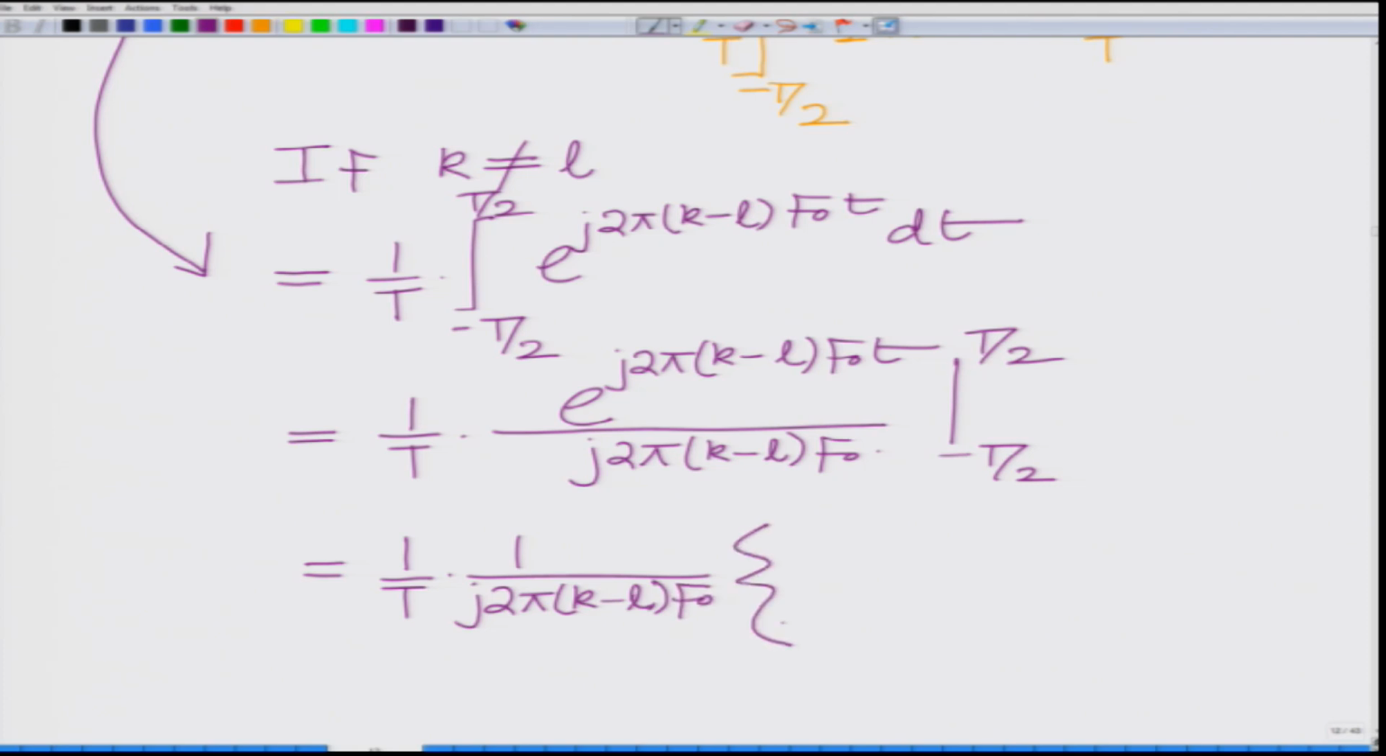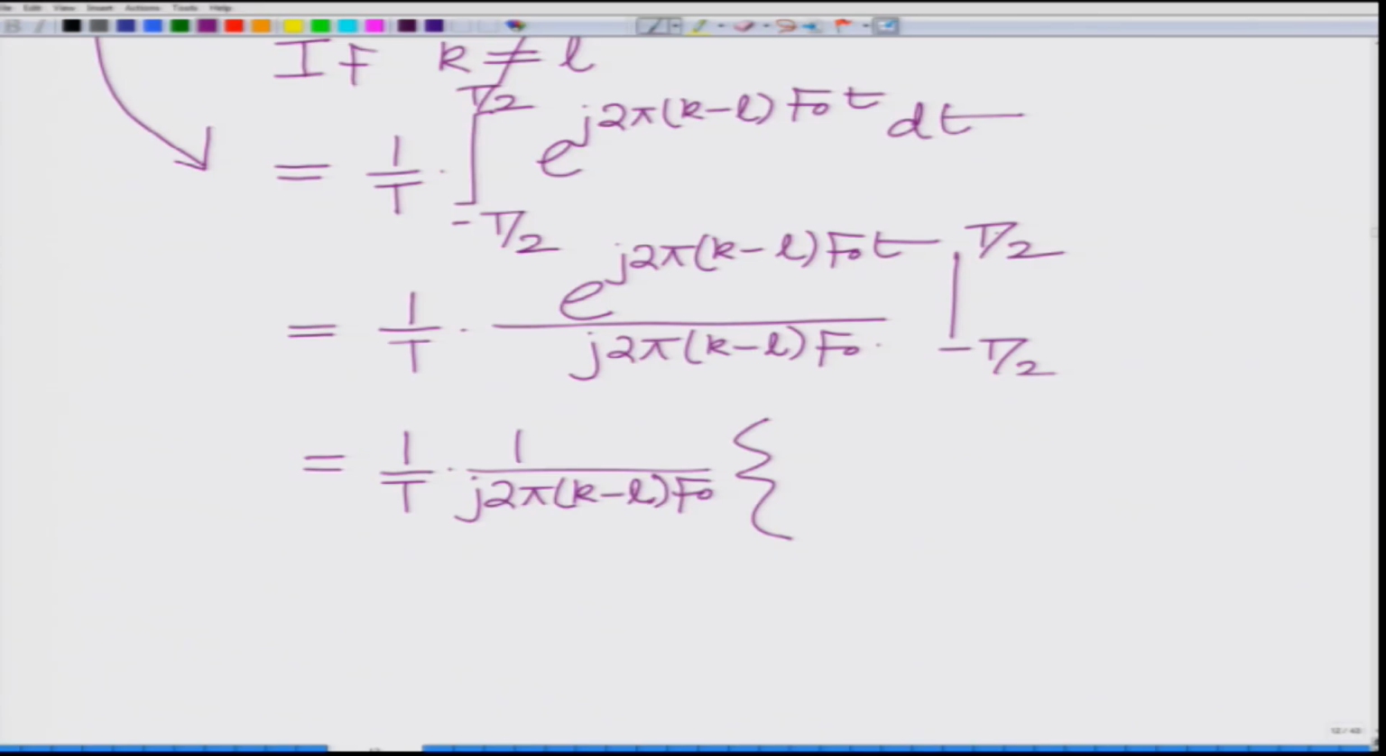Now, we evaluate e to the power of j 2 pi (k minus L) f naught t at capital T by 2. Remember, we have to use the property f naught equals 1 by T, which implies f naught T equals 1. So, using this property, this becomes e to the power of j 2 pi (k minus L) f naught times T by 2, and f naught T is 1. So this becomes e to the power of j pi (k minus L) minus, at minus T by 2, e to the power of minus j pi (k minus L).